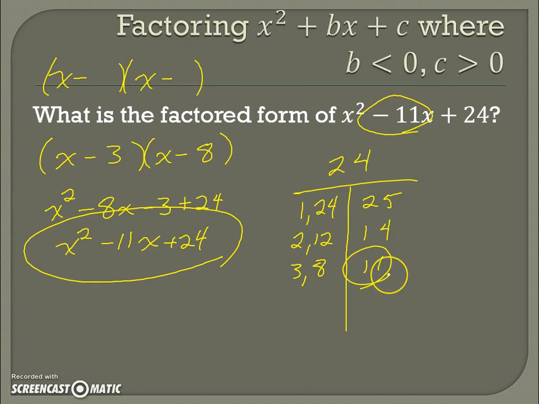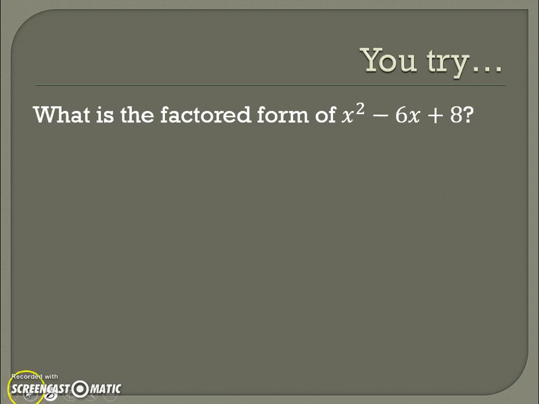Now some of you, if you know your multiplication facts very well, then you could probably find this very easily without having to write out that table. In fact, that'd be great if you could do that. But if not, always revert back to the table. So write out the table of all the factors of this term, and then find the one that has the sum of that. So here's one for you to try. The answer will be up in 3, 2, 1.